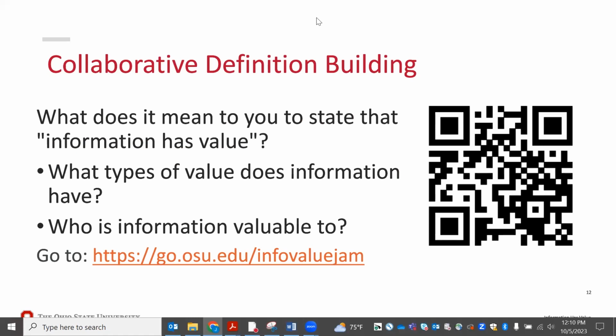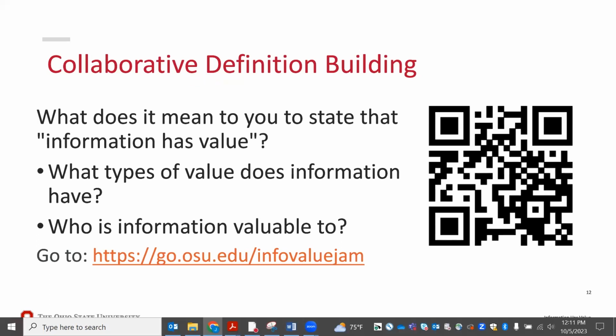All right, so for this activity, I want us to take a minute to think about what it means when we hear the phrase information has value. I'll put this in the chat. We're going to do this as a Jamboard. I know that many folks have used Jamboards before, but if not, you should be able to access that link there in the chat, or you could use the QR code to go out to that Jamboard.